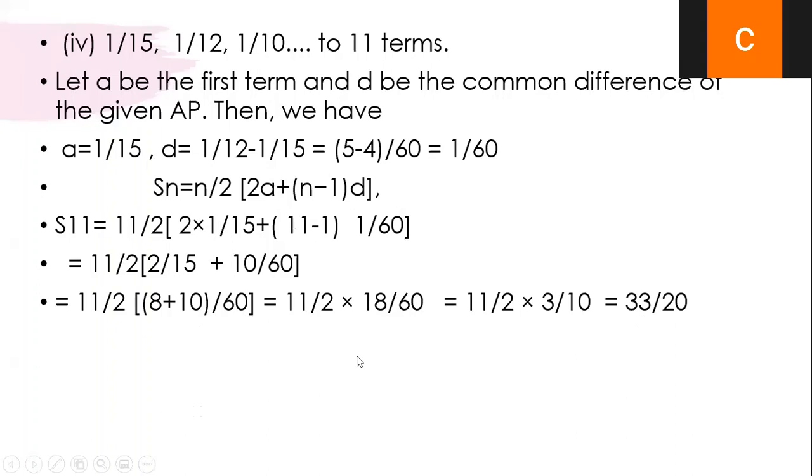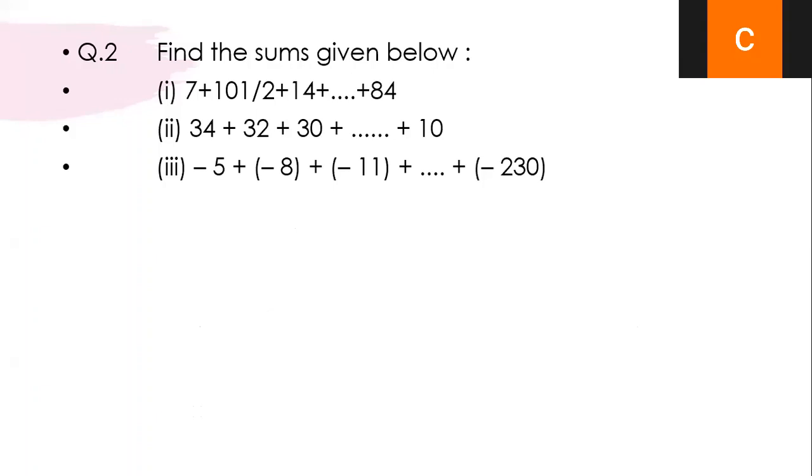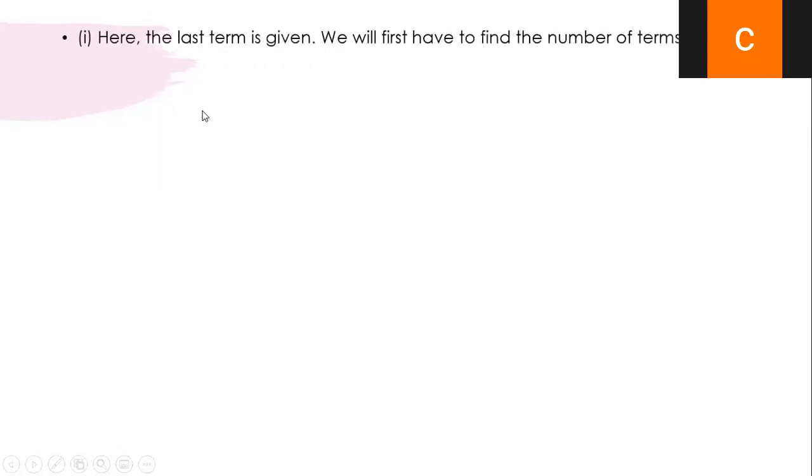We'll go for the second main. Does anyone have a doubt in the first main, children? No, ma'am. Second main, find the sums given below. Here the first question is 7 plus 10 1 by 2, not 101 by 2, it is 10 1 by 2, plus 14 plus dash plus 84. The last term they gave. What's the a value here? 7. What's the d value? 10 1 by 2 minus 7, it is 21 by 2 minus 7, which equals the d value 7 by 2.